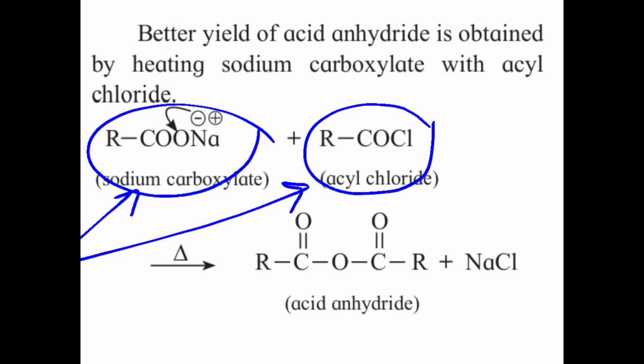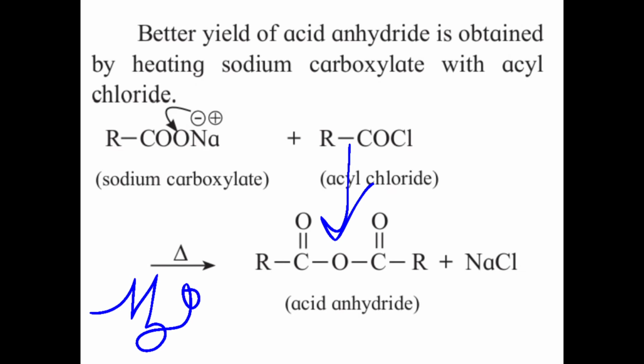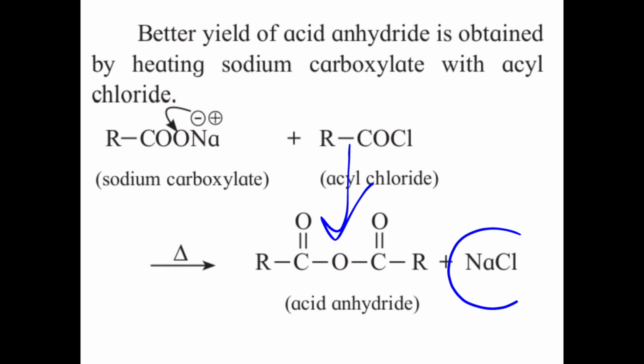And now after condensation of sodium carboxylate and acyl chloride, you will get a dehydration product, that is acid anhydride. We are going to remove a water molecule from this, right? Now here there will be no water molecule, because in the last reaction there were two acidic groups and we were removing water. In this reaction we are removing NaCl.